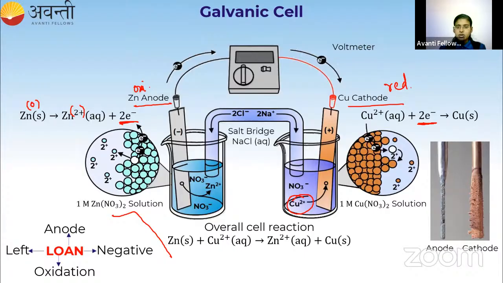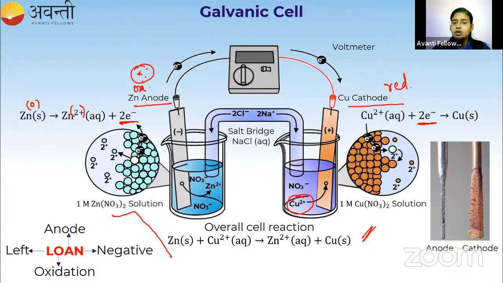Any doubt from the galvanic cell setup for anyone? Are you all able to understand? The points you have to keep in mind are that oxidation occurs at the anode and reduction occurs at the cathode. Zinc is oxidizing and copper is getting reduced. The overall net reaction you should know. Is it clear for all?